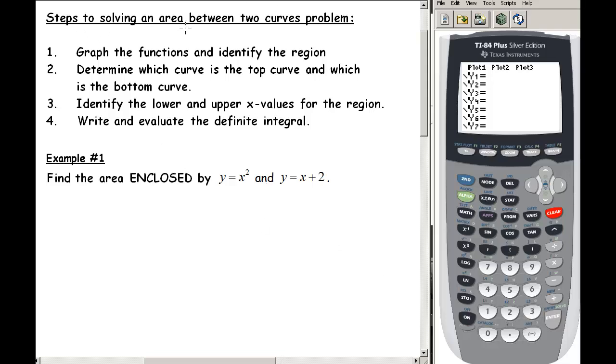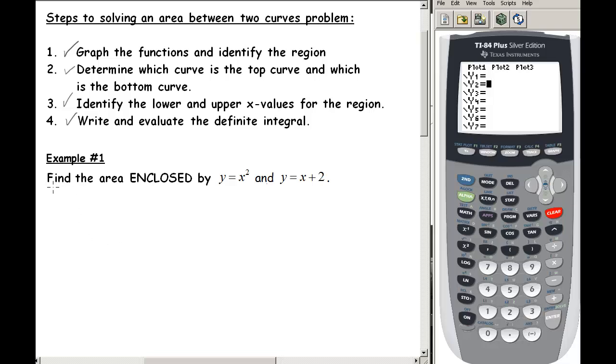And before we actually start our example, let's look at the general steps for solving an area between two curves problem. When you're trying to find the area of a region, it always helps to be able to visualize, to see the region that you're trying to find the area of. So once you've got them graphed, that's the first step. Then you're going to determine which curve is the top curve and which curve is the bottom curve. Then you're going to identify the lower and upper x values so that you can have the limits on your definite integral. You're going to write your definite integral, and then you're going to evaluate it.